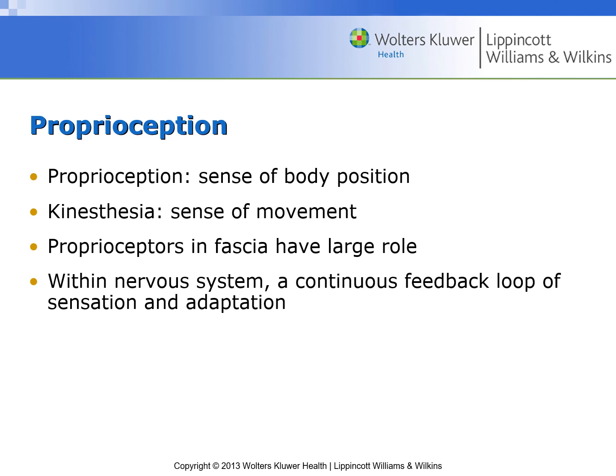Now let's discuss proprioception. Proprioception is the sense of body position, while kinesthesia is the sense of movement. Proprioceptors in fascia have a large role. Within the nervous system, a continuous feedback loop of sensation and adaptation occurs.